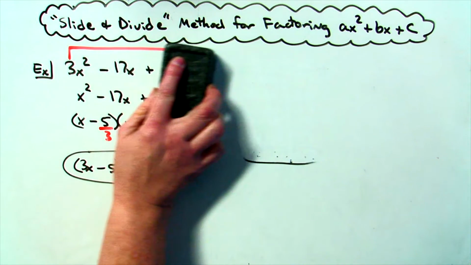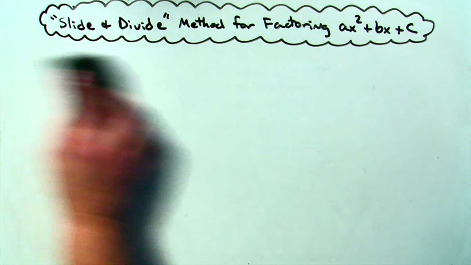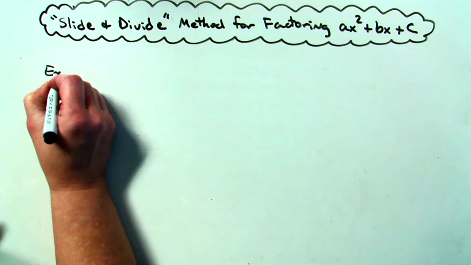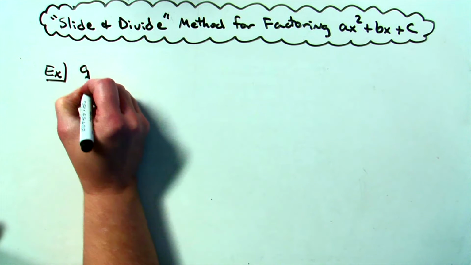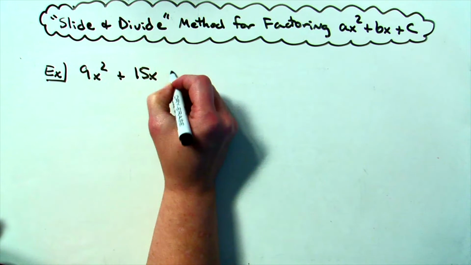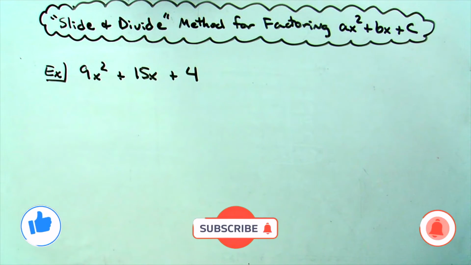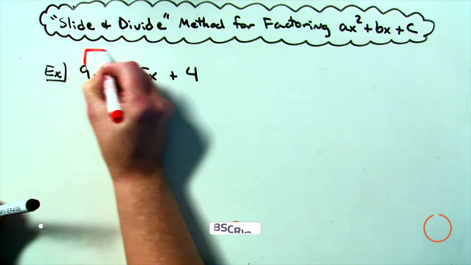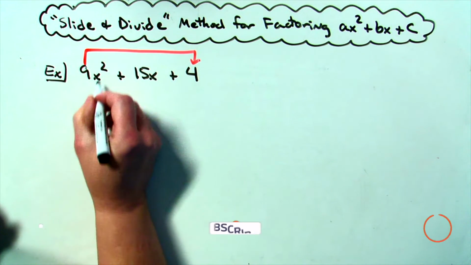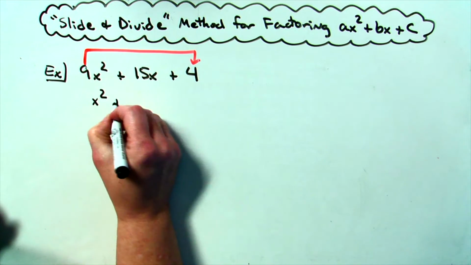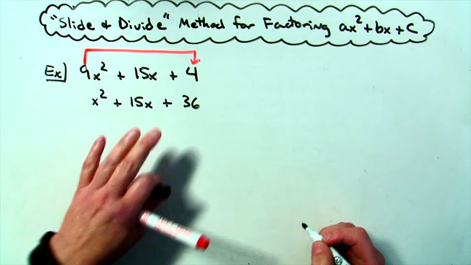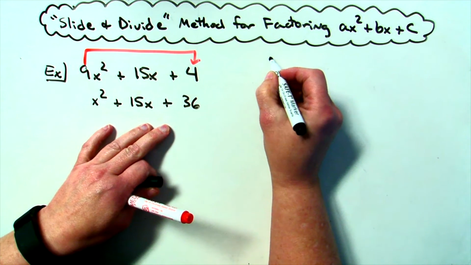Now, not always will they divide out or even come up to something where I can pull it out. So let's do one more example with one additional scenario that you might run into. Let's take a look at, say, 9x squared plus 15x plus 4. So slide and divide. We're going to slide the 9 down and multiply it by that 4. It's gone there, so now it's just x squared plus 15x and then plus 36.